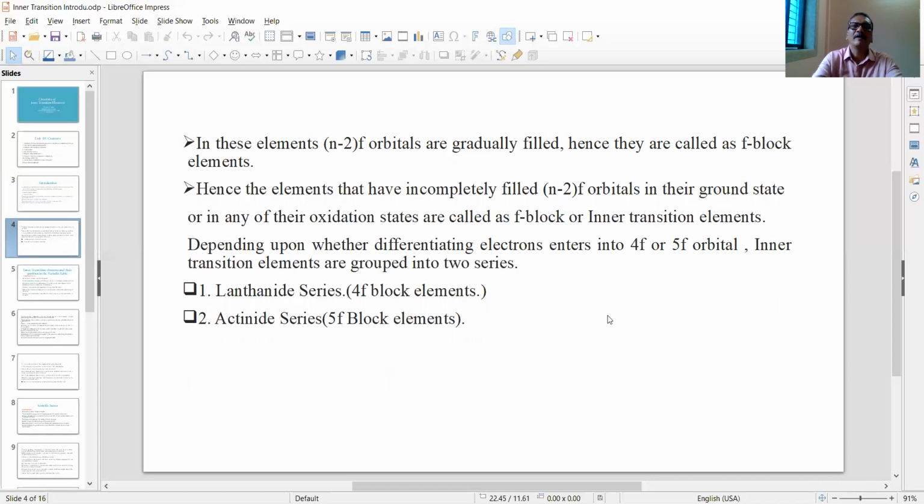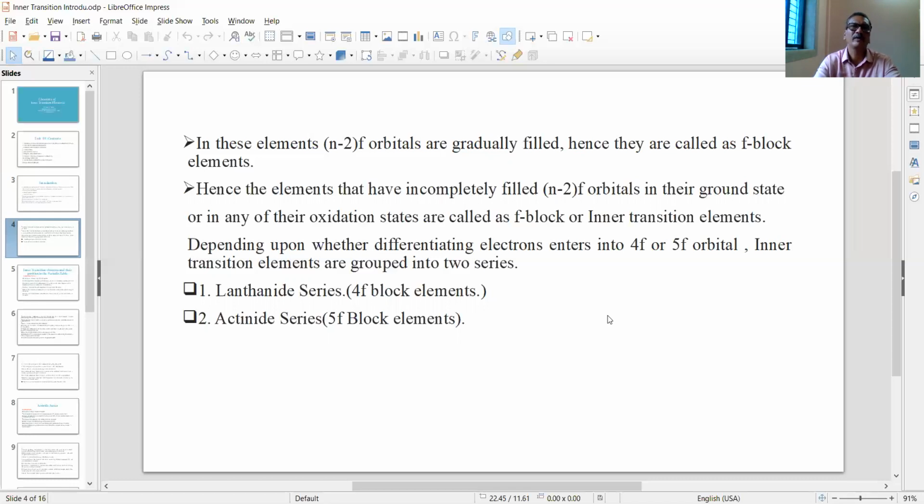So the (n-2)f orbitals are gradually filled. That is why they are called f block. How do we define the inner transition elements? Inner transition elements can be defined as the elements which have incompletely filled (n-2)f orbitals in the ground state or in any of their oxidation states. Depending upon whether the differential electron enters into 4f orbitals or 5f orbitals, inner transition elements are grouped into 2 series.